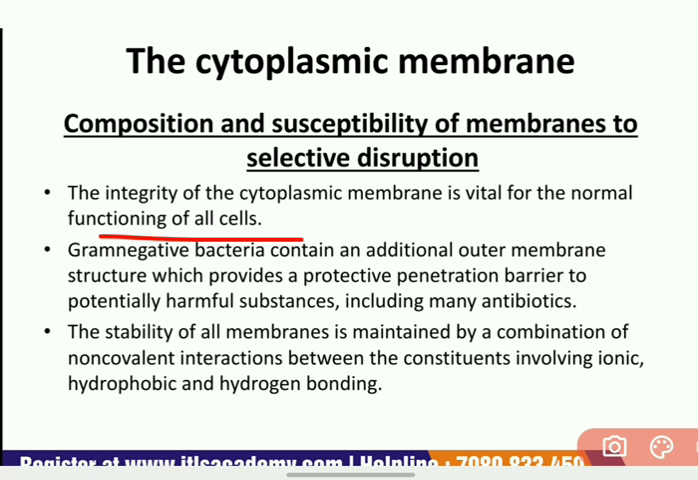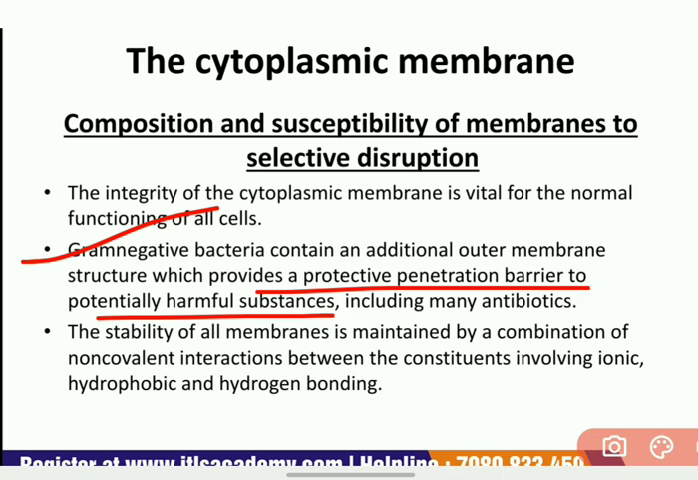We can say that fungal membranes contain predominantly ergosterol as the sterol component, whereas mammalian cells contain cholesterol, while sterols are absent in bacteria. Gram-negative bacteria contain an additional outer membrane structure which provides a protective penetration barrier to potentially harmful substances, including many antibiotics.